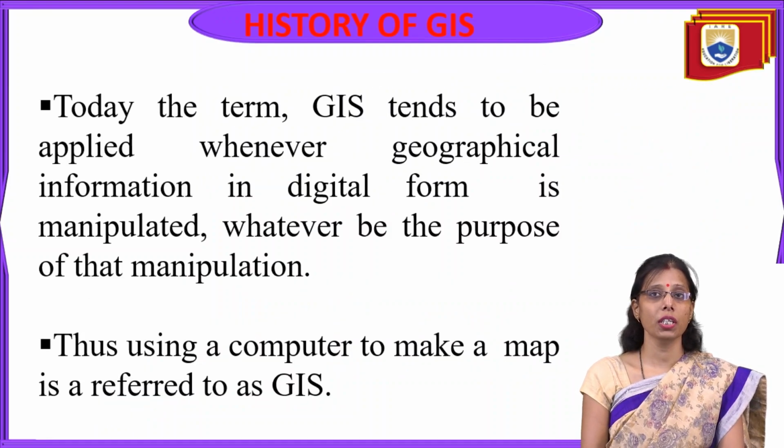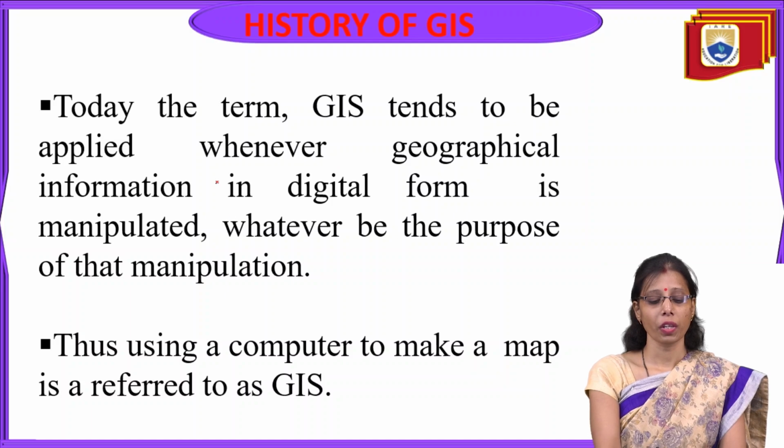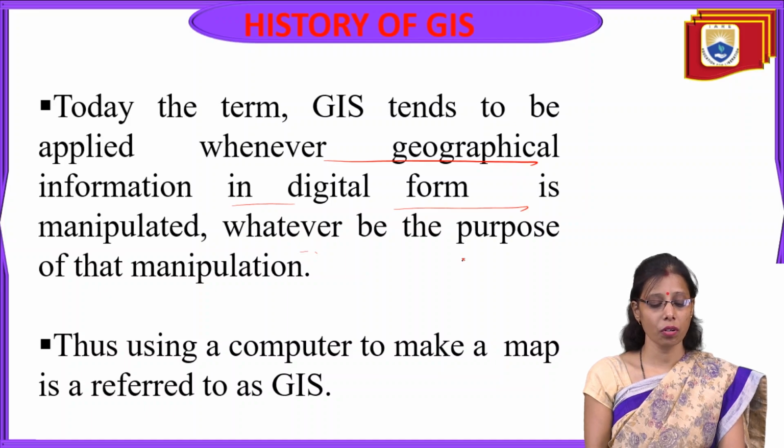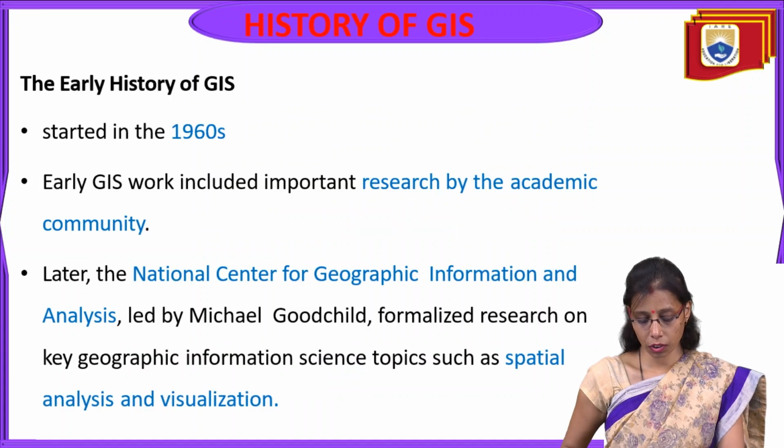So today the term GIS tends to be applied whenever geographical information in digital form is manipulated, whatever be the purpose of that manipulation. Thus, using a computer to make a map is referred to as GIS.